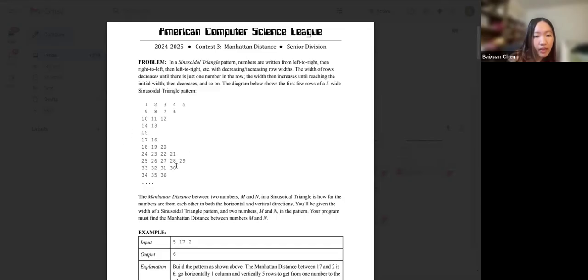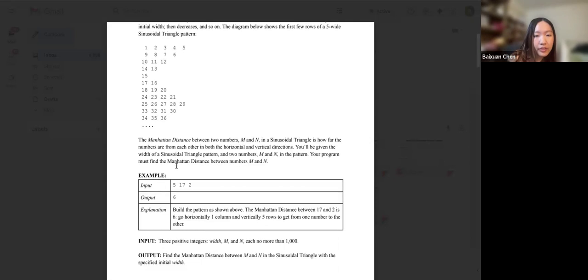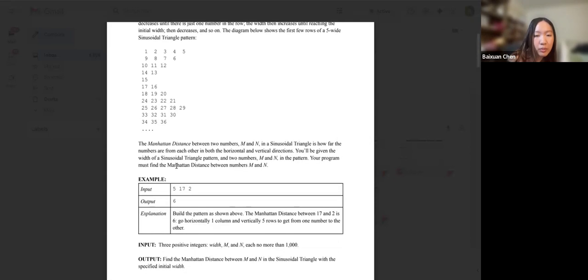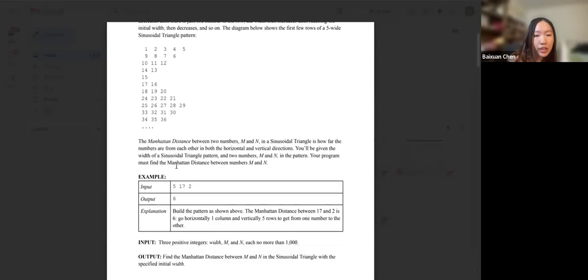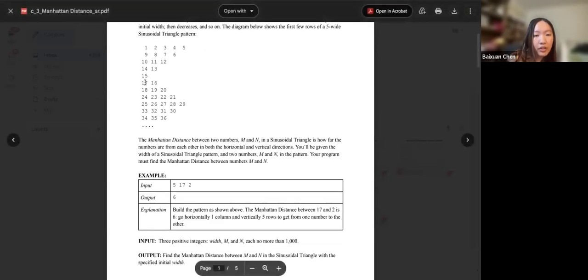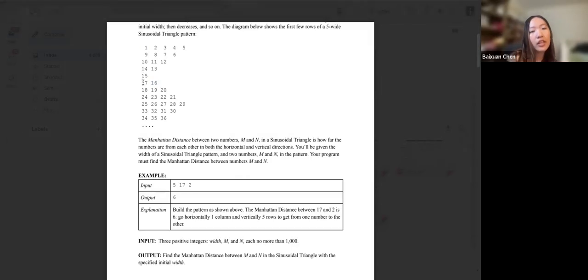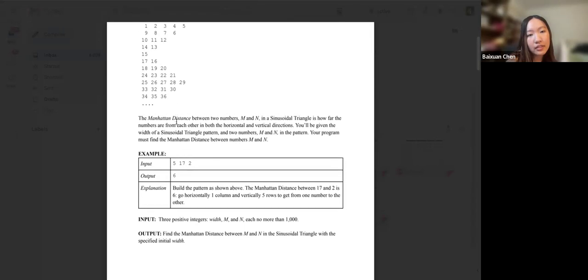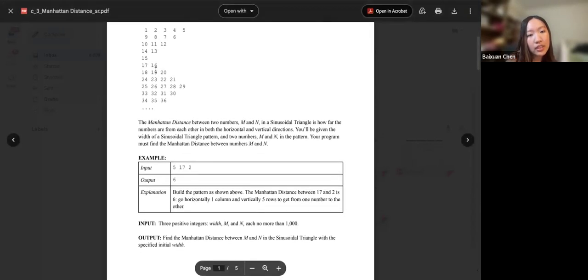16, like this. And then the Manhattan distance between two numbers in a sinusoidal triangle is how far the numbers are from each other in terms of the horizontal and vertical direction. So for example, for 1 and 16, the Manhattan distance would be, first of all, horizontally, they're 1 apart. So it'd be 1 plus, and then vertically, they're 1, 2, 3, 4, 5 apart. So then it'd be 1 plus 5, which is 6. And same with 17 and 2.